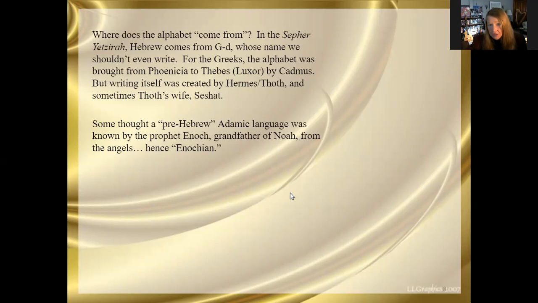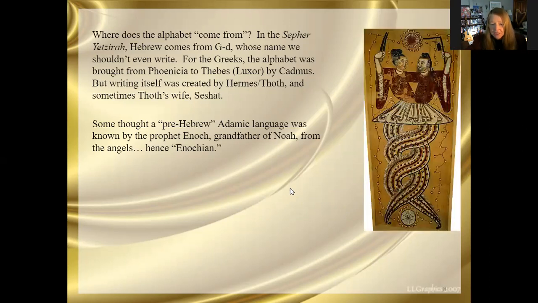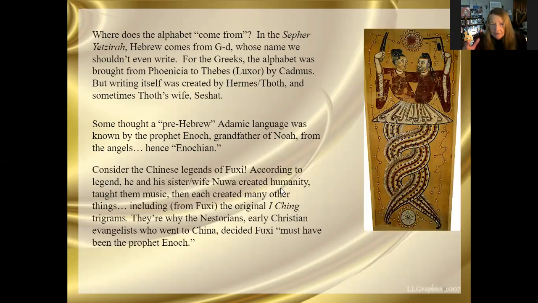That leads to another kind of, to me, funny story about alphabets. So some early Nestorian Christian evangelists go to China and they encounter the legends of Fuji. That's who you see in the picture there. I used that picture in an earlier class to note that compass and straight edge, which is what they're holding above their heads there, Fuji and his sister Nuwa, who together create humanity in some legends in China.